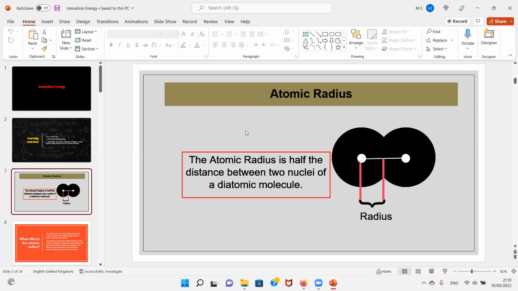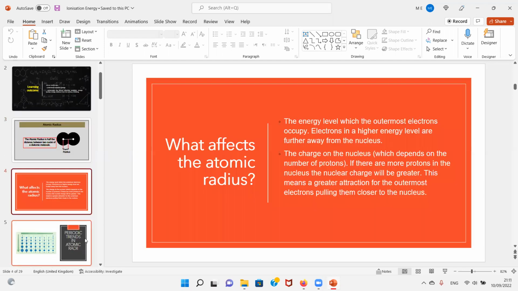To start with, let's define the atomic radius. Atomic radius is basically the half distance between two adjacent nuclei. If you have two nuclei of the same atom, the half distance between the two of them is regarded to be the atomic radius. So what are the factors that are affecting the atomic radius?